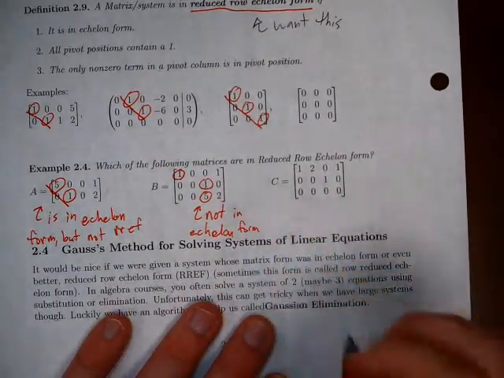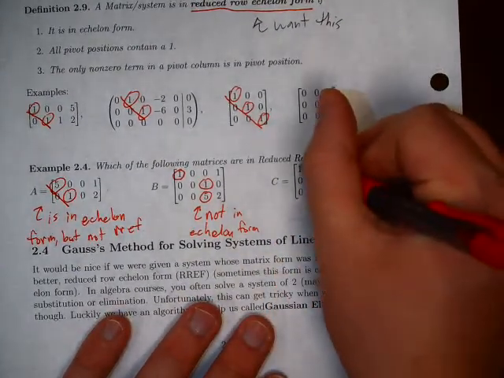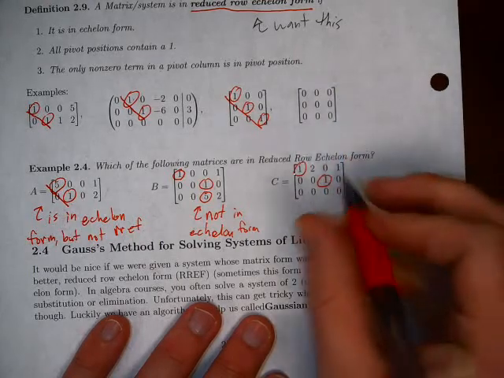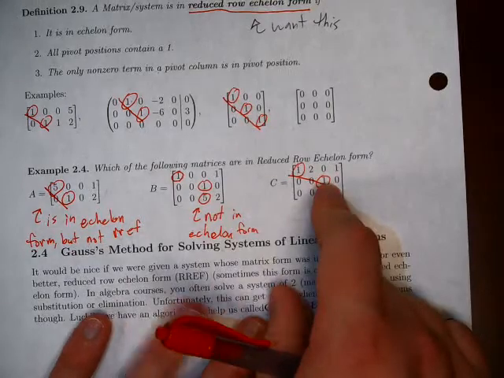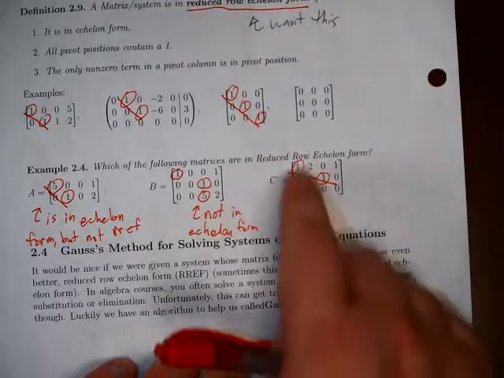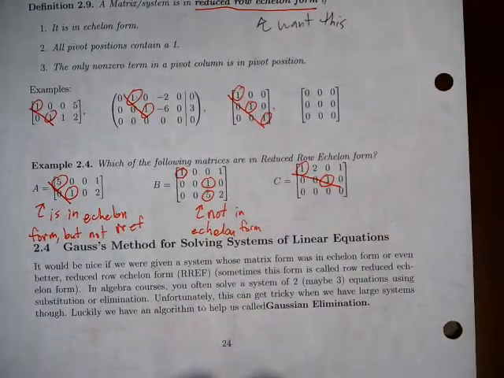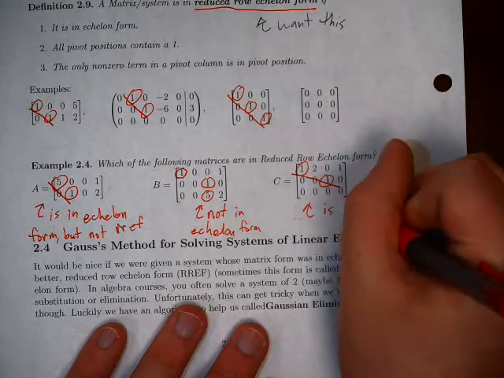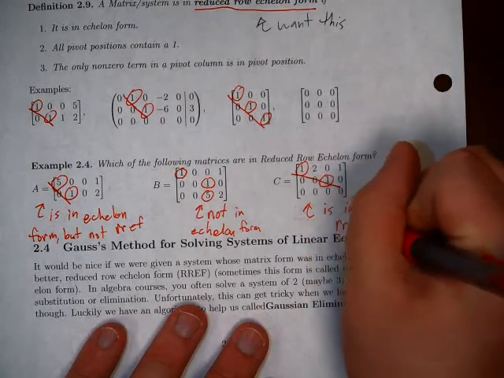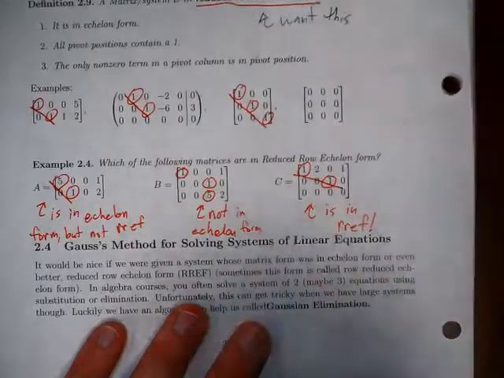And in this last matrix, if you take a look, the leading term here is in echelon form. These are both 1s. Everything else in the column is 0. And so this is in reduced row echelon form. Cool, we got one.